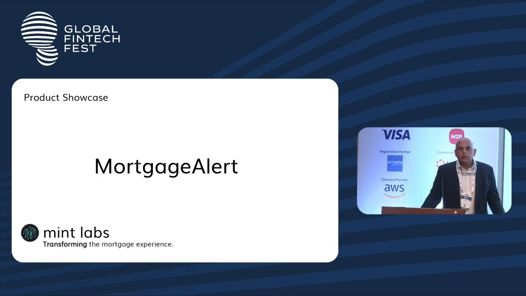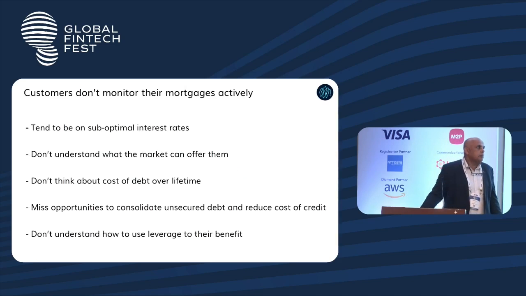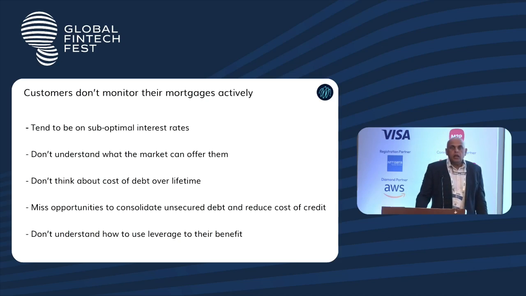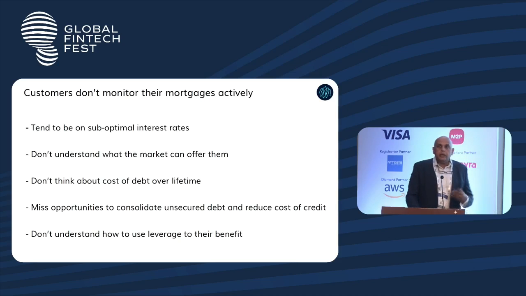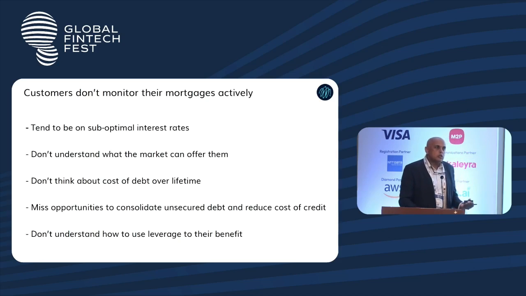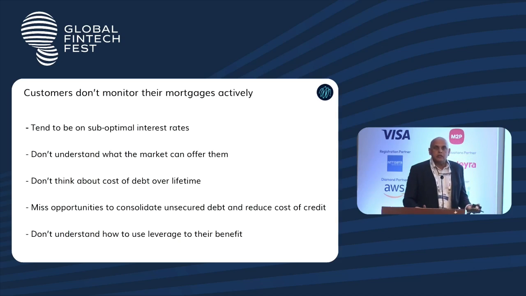So the product that we've developed is called Mortgage Alert. Basically, customers today don't monitor their mortgages actively. And a mortgage typically is the biggest financial product that most of us buy. It certainly has the most amount of cost across our lifetimes because our homes tend to be the most expensive things that we end up buying.